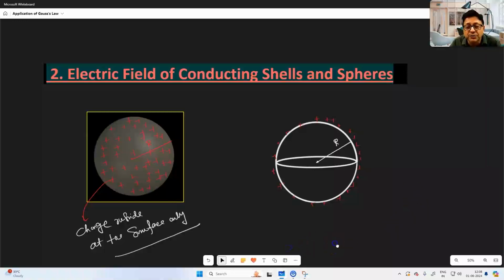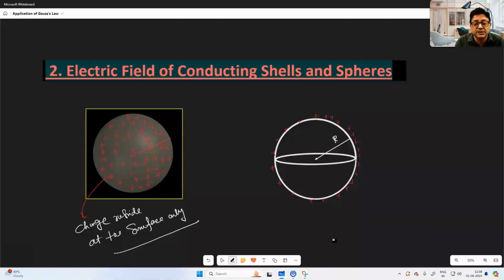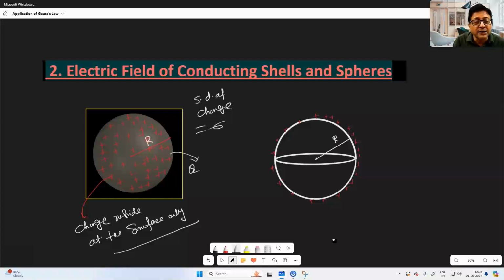Only thing you need to assume is the surface density of charge. This time not line density, there will be surface density of charge, sigma. So if a charge Q is given to this, radius is R, so Q will be given by sigma into 4 pi R square, isn't it? How to find strength of electric field inside and outside of the sphere, that I am going to discuss.